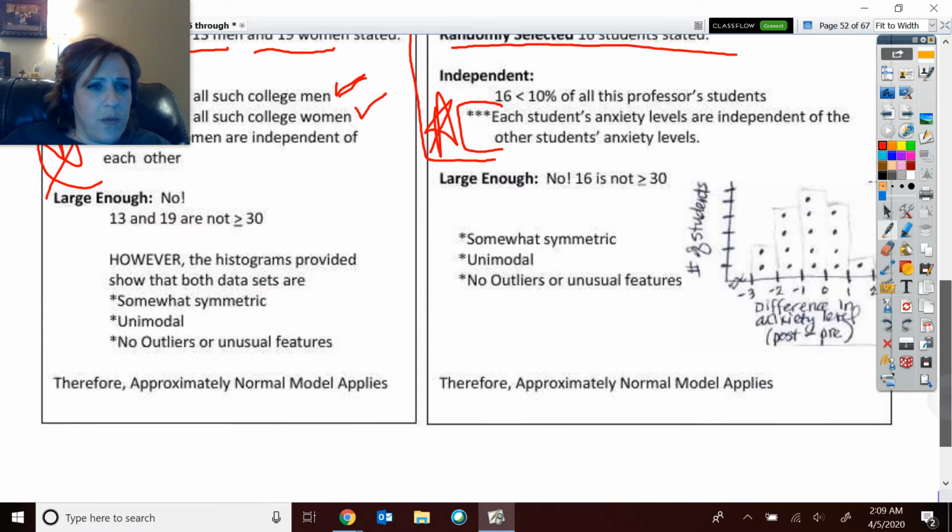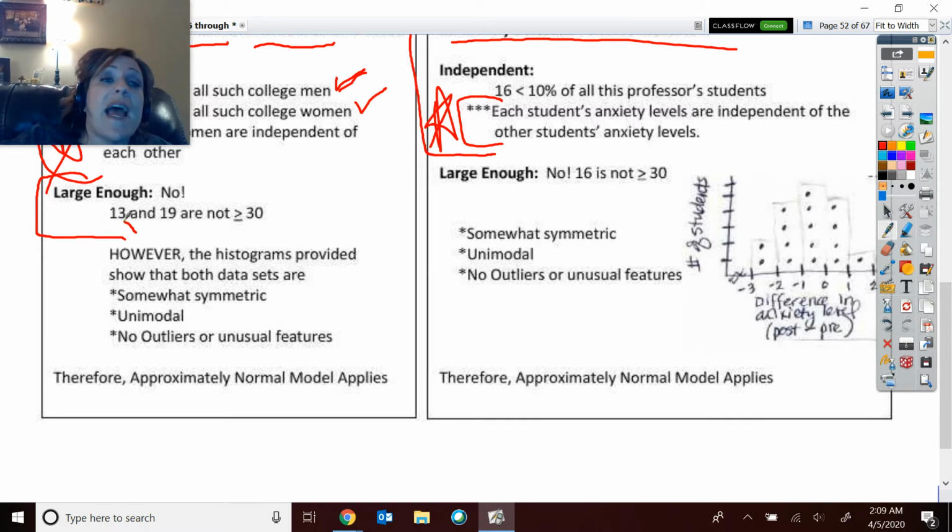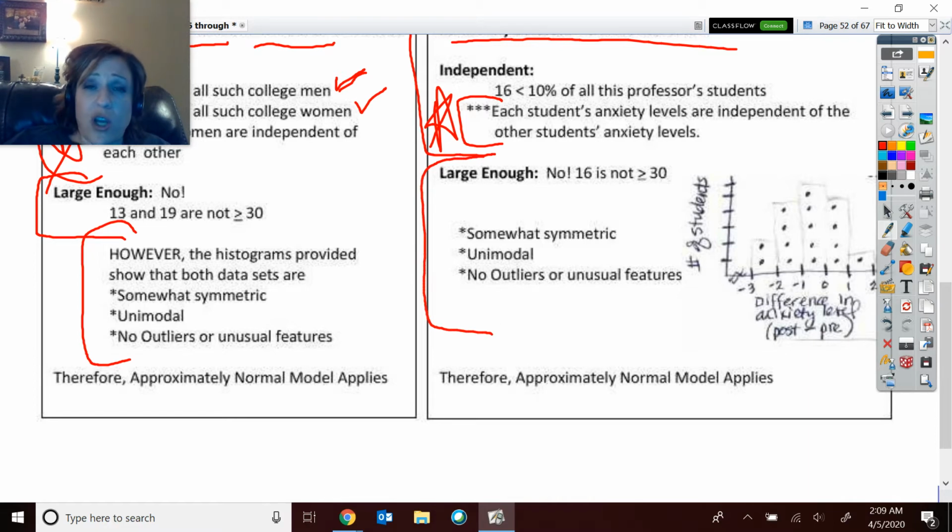All right, and here we go. We don't have large enough samples in either one of these cases. But over here on this side, the 13 and the 19 are not large enough. However, in both cases, the histogram was provided, and both of them show that they were somewhat symmetric, unimodal, and no outliers, so the approximately normal model applies. We were not given the histogram or dot plot on these 16 pieces of data, so we had to come up with that on our own.